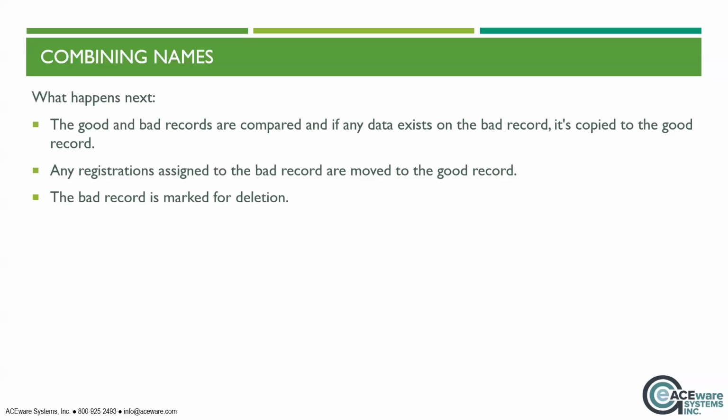It will move all registrations, payments, and interest codes from the bad record to the good record so that you have, again, the most complete picture for that person. And then the bad record is marked for deletion.